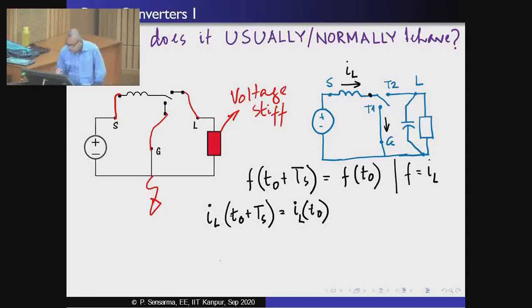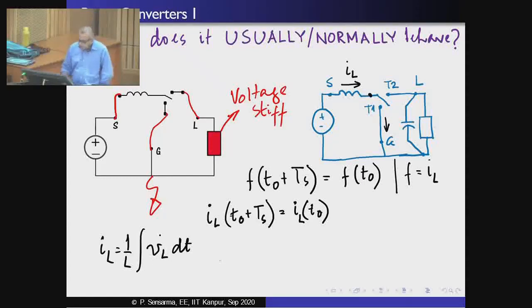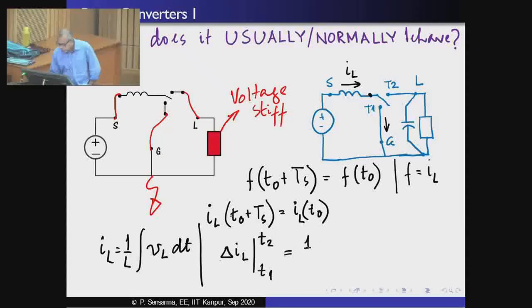Now, if you look at the inductor, then IL, as we have seen, the integral form of the equation is equal to 1 by L times the integral of VL, the voltage across the inductor, dt. So, this is the indefinite integral. So, if I now find out delta IL from an instant of time t1 to another instant of time t2, what I will have to do is take the definite integral from t1 to t2 of VL dt.